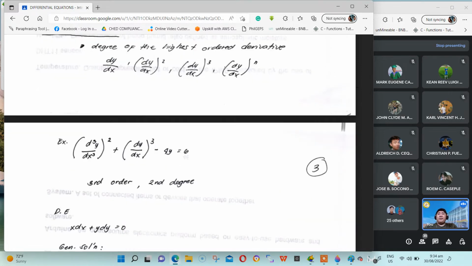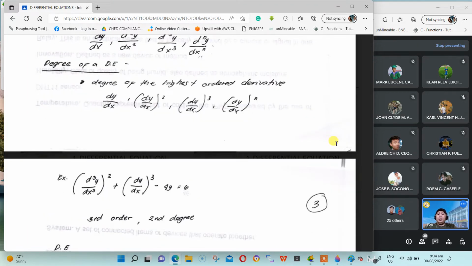But if you have this one, for example, d cube y over dx cube squared plus dy over dx minus 4y equals 6. For example, in the board exam, what is the order or what is the degree of the given differential equation? Your degree will always depend on the highest order. So if you are asked what is the degree of the given differential equation, you first look at the highest order. Is this the highest order? The answer is no. Is this the highest order? The answer is yes.